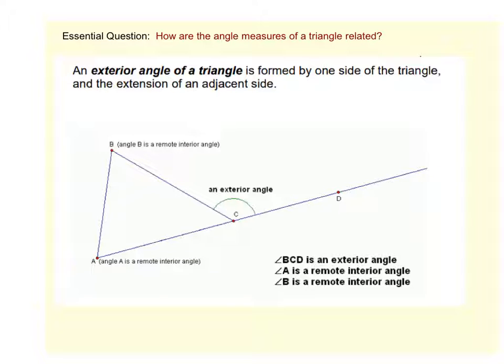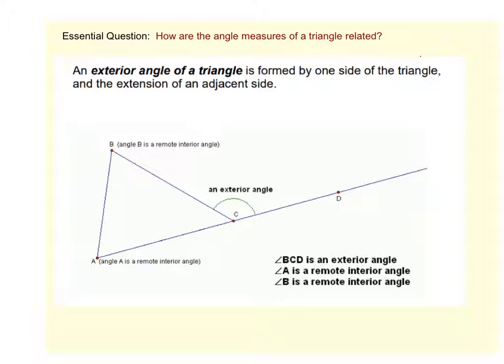So, this is in your notes. Sorry, I lost mine. Exterior angles. The exterior angle of a triangle is formed by one side of the triangle and the extension of an adjacent side. So, we have this weird picture.